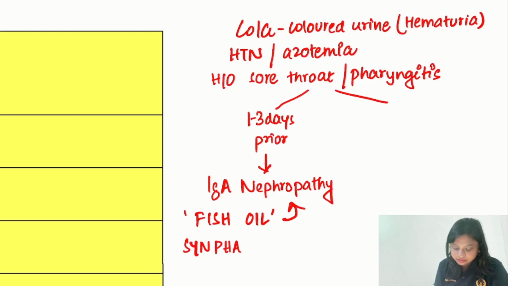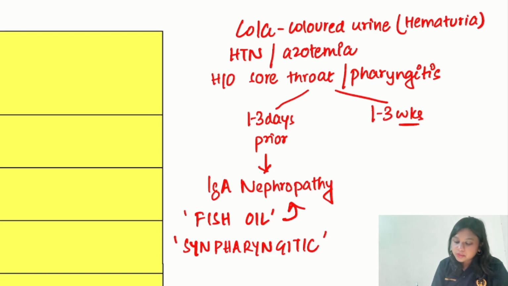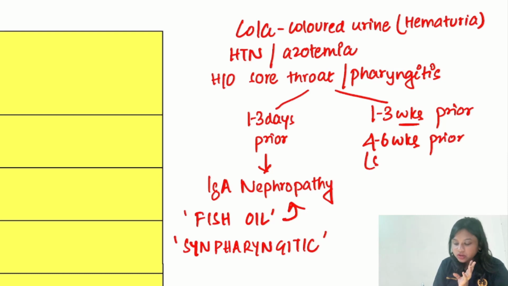Synpharyngitic hematuria. Okay. Now another presentation, either it is 1 to 3 weeks prior. Now another child came to you with the same symptoms, but she says that I did not have sore throat, but I had a skin infection, pyoderma, and the period is almost 4 to 6 weeks prior. There was a skin infection.